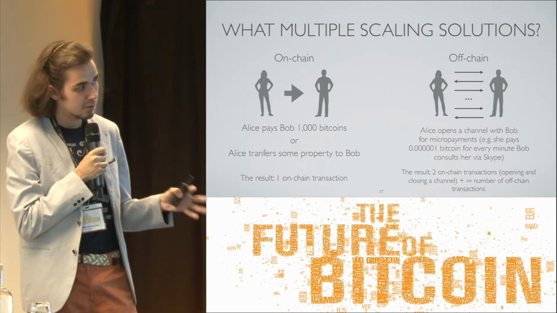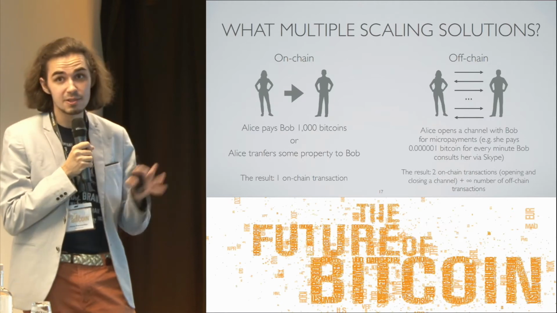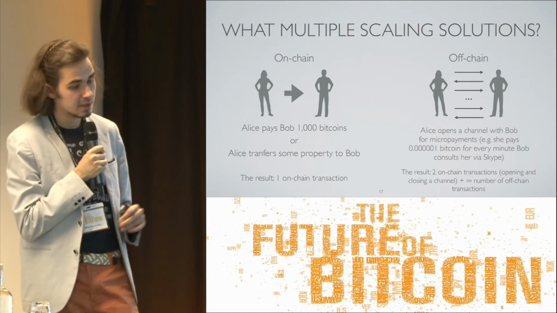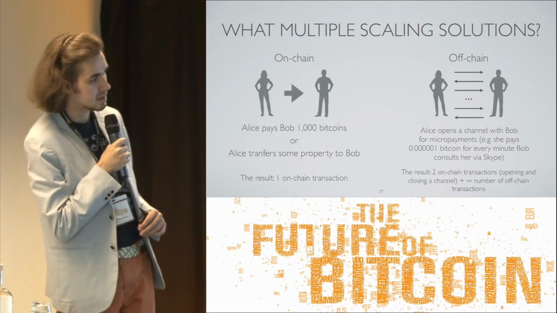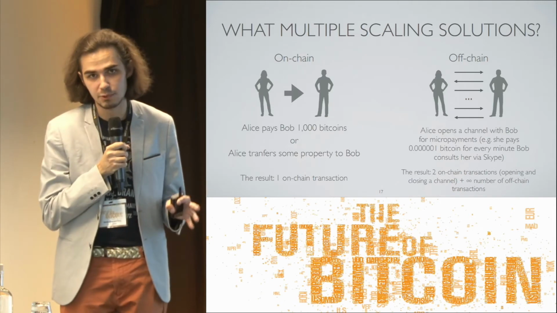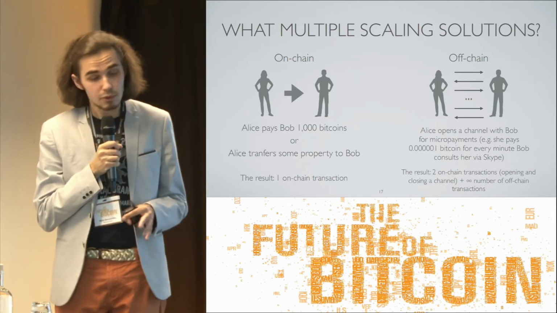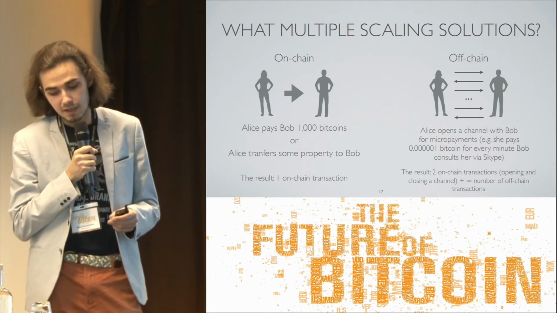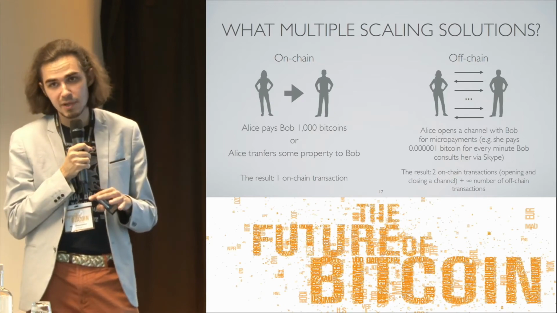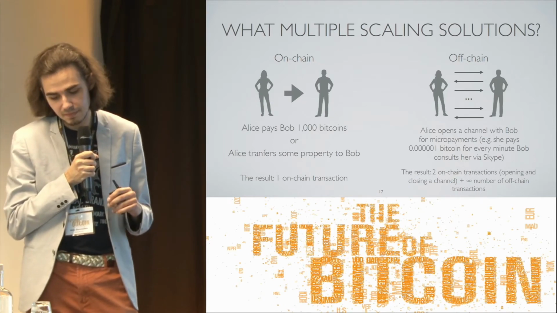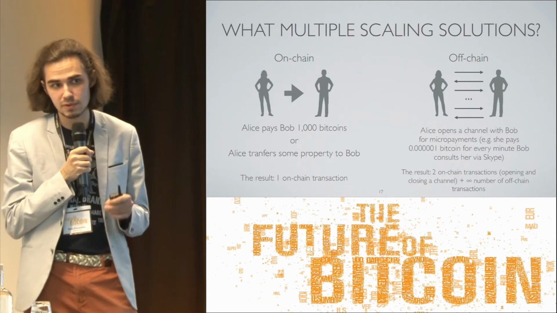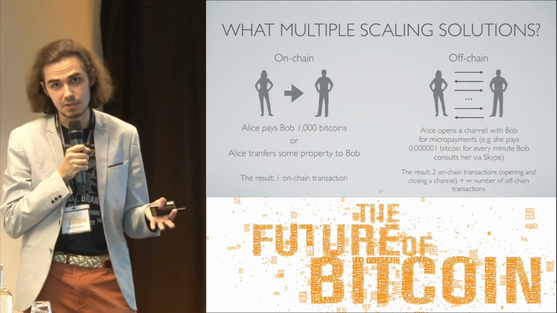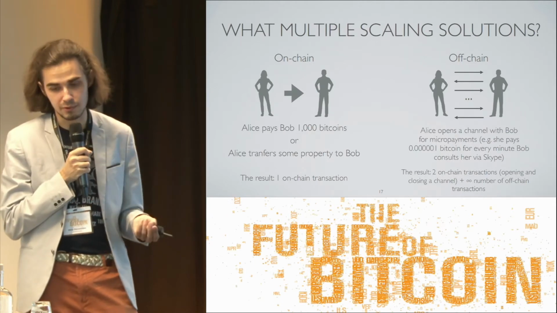An example of a series of off-chain transactions would be the following. Let's assume that Bob consults Alice via Skype and wants to receive a payment for each minute he's online. So they should open a payment channel for their microtransactions. They could have an infinite amount of off-chain transactions, but they will eventually have to close that channel. And so we will have two on-chain transactions, one for opening the channel and one for closing the channel.